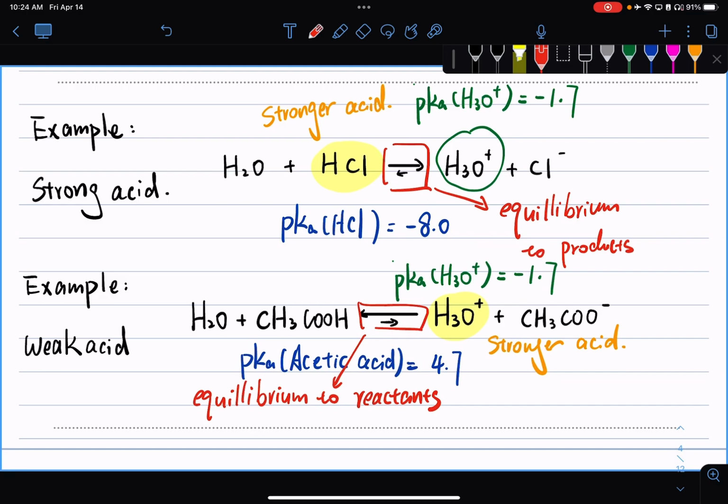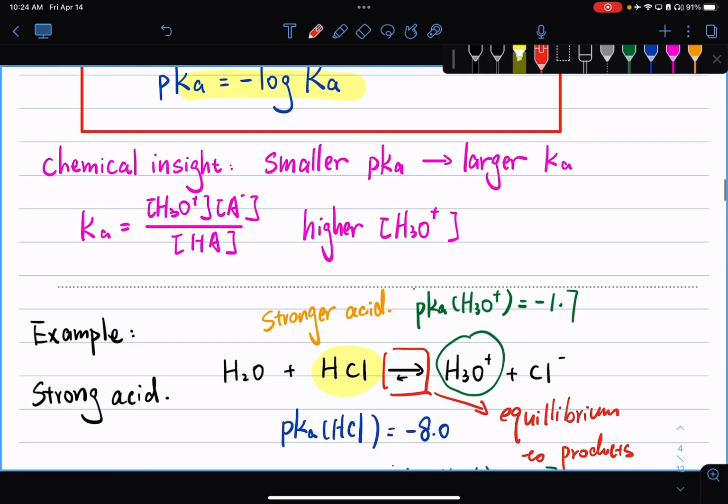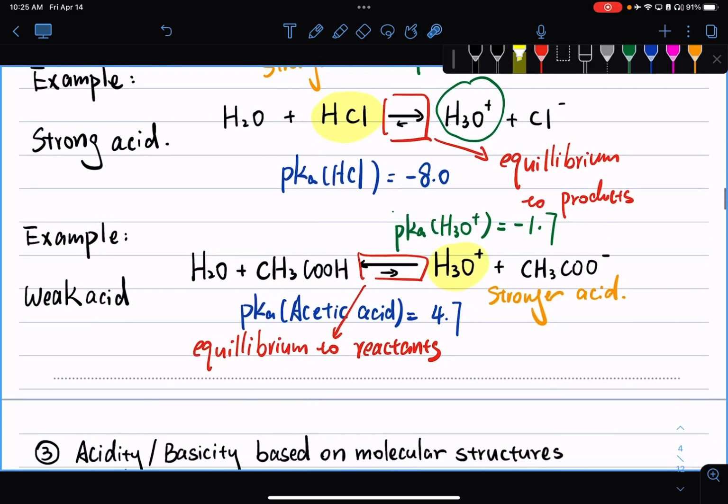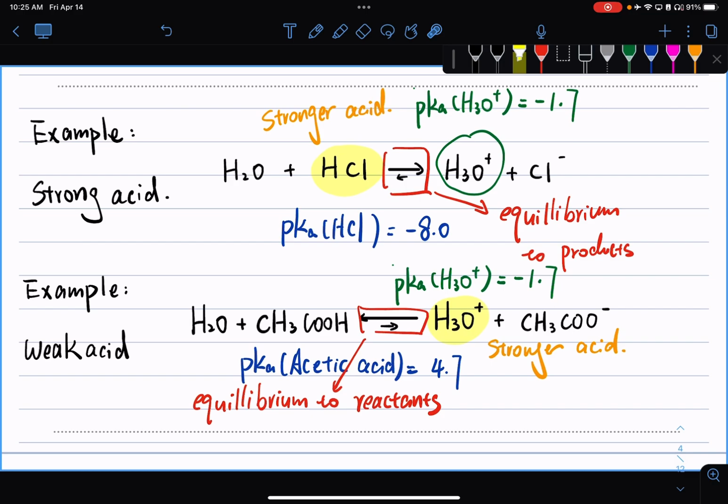Yes? Does that mean Cl- is a more stable conjugate base than CH3COO-? So yes and no. The answer is, let's not compare between different reactions. What we can say here is H3O+ is a weaker acid, so Cl- is a stronger conjugate base. It's a more stable conjugate base compared to H2O as a base. So do not compare across reactions. Question?